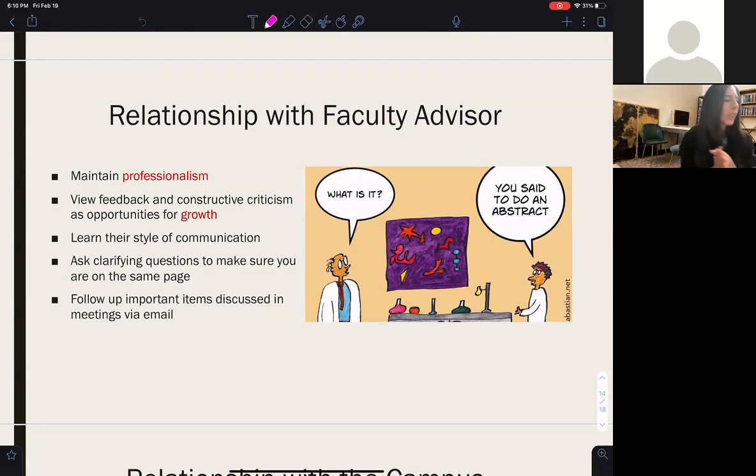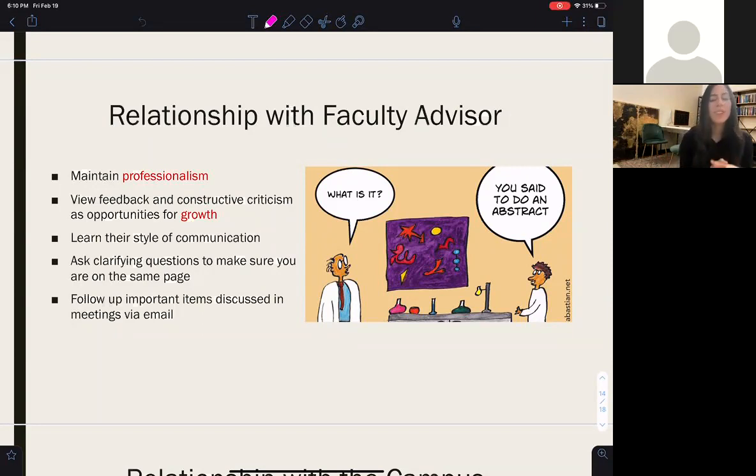I have this other little image here. Basically, your advisor comes to you and says, what is this? What is this piece of work that you came up with? And the student says, well, you said to do an abstract. So obviously here, the student thought an abstract art form, and the advisor wanted them to do a written abstract.